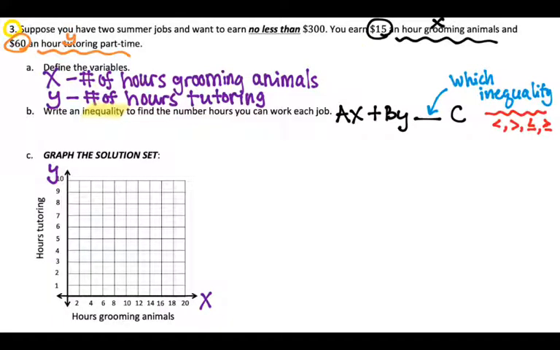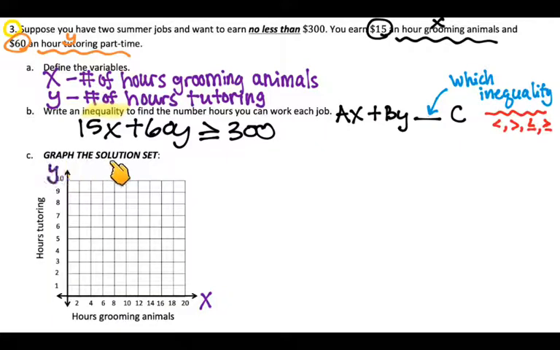So here in my problem, I have gone ahead and circled the 15, and next to hours grooming animals, I wrote my X. Then I've circled the 60, and above the hours working part-time, I wrote my Y. So now we can write our inequality, and our inequality is going to be 15x plus 60y is greater than or equal to 300, because that's how much money we would like to make or more in those two jobs.